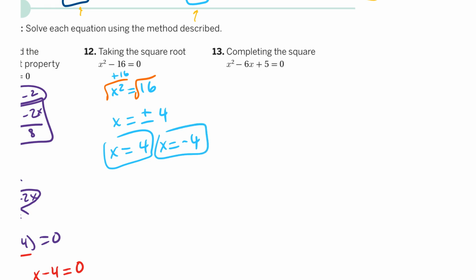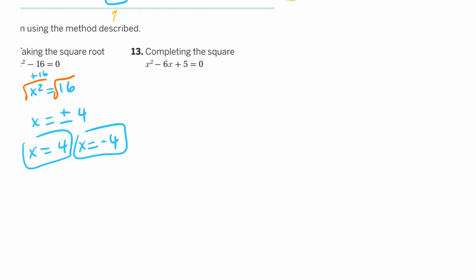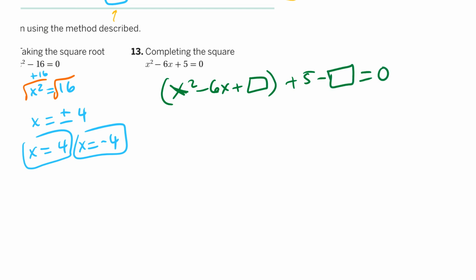Last problem here is going to be completing the square. So to do that, x squared minus 6x plus something, and then plus 5 minus that same something. So when I do this, I have to put that same number that goes in there. I see that half of negative 6 is negative 3. When I square that, I get 9. And so when I factor x squared minus 6x plus 9, I end up getting x minus 3 squared. And on the outside, I got plus 5 minus 9, which is negative 4.